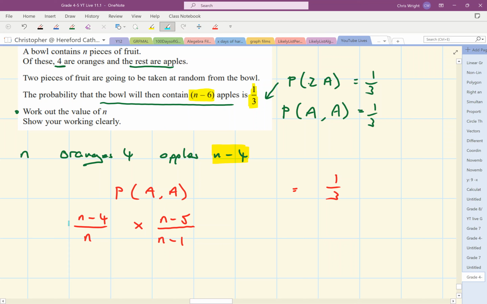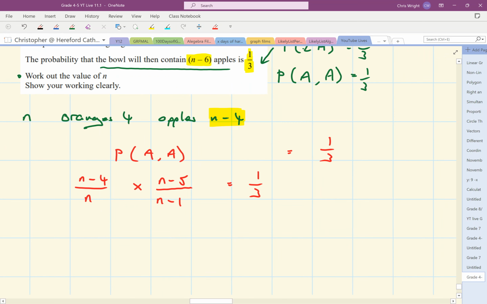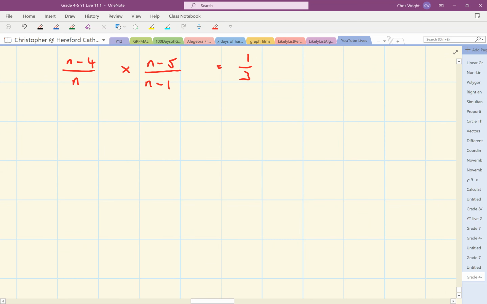So probability of the first piece of fruit being an apple, probability of the second piece of fruit being an apple. There on the left is an expression for the probability of getting an apple and then an apple. And we know that that equals 1/3. So here's an equation that we can solve to find n. Now all we've got to do is not mess up the algebra.